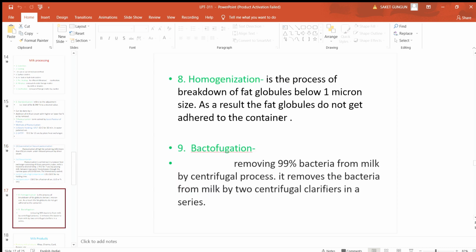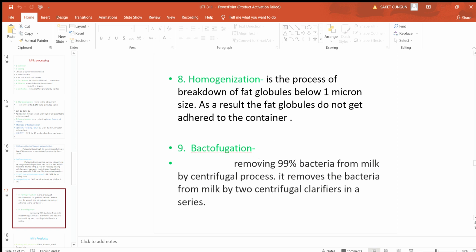Homogenization. It is the process of breakdown of fat globules to below 1 micron in size. As a result, the fat globules do not adhere to the container, so the cream does not get destroyed by adhering to the utensils.